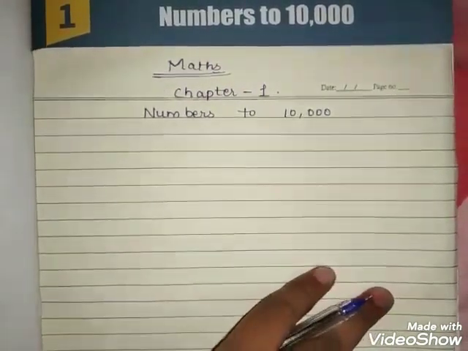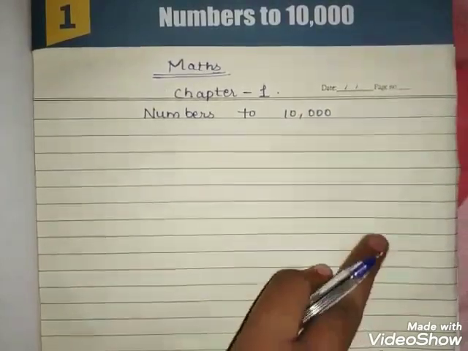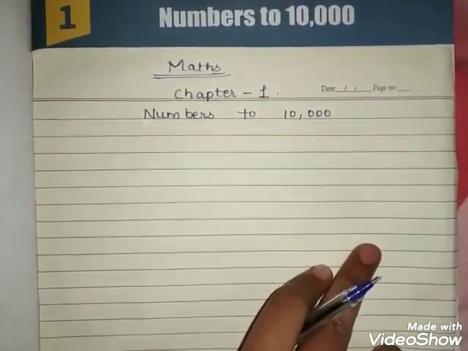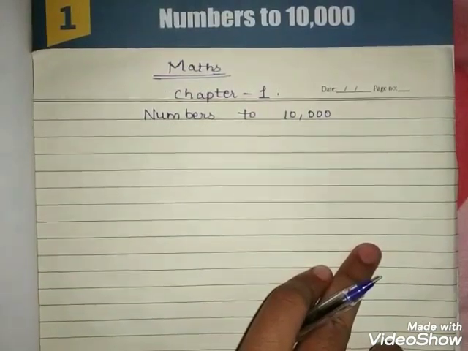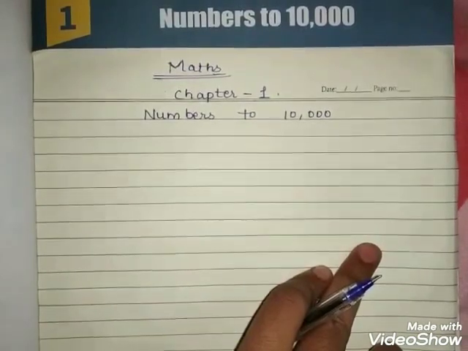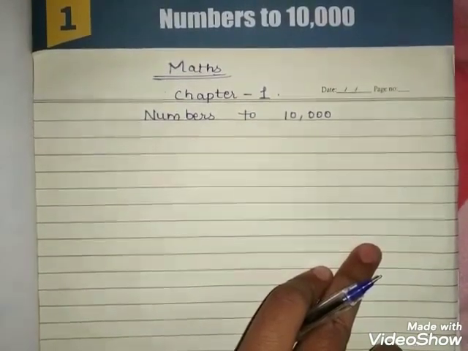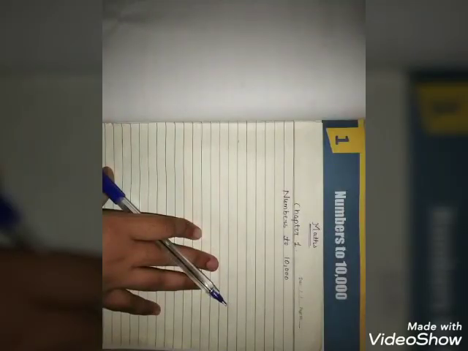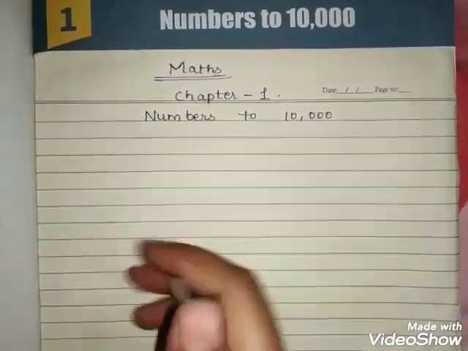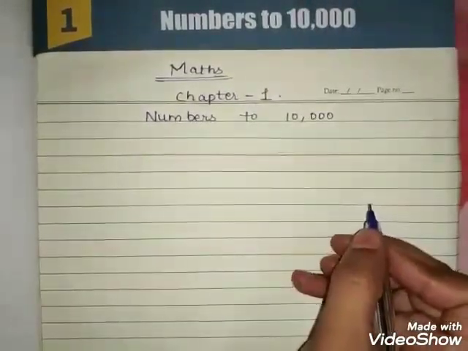Now we are going to learn about the numbers up to 10,000. Till now you must have learned the numbers up to 1,000. As you have already learned about the numbers up to 100 and up to 1,000, we'll revise the numbers up to 1,000. The numbers up to 1,000 are made up of 3-digit numbers, and the numbers up to 10,000 are made up of 4-digit numbers. Right? So let us take an example of 4-digit numbers.